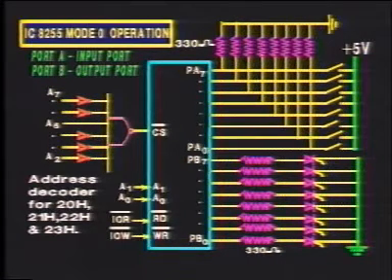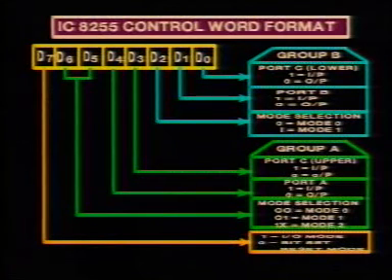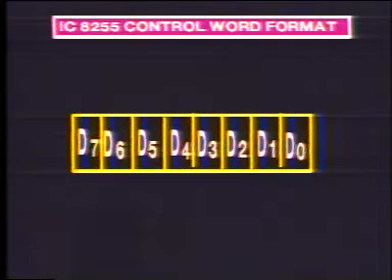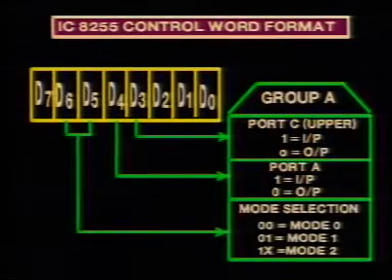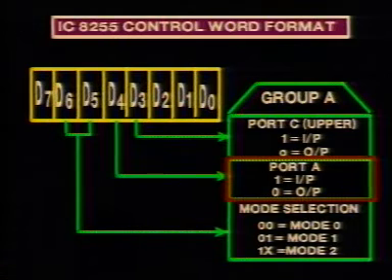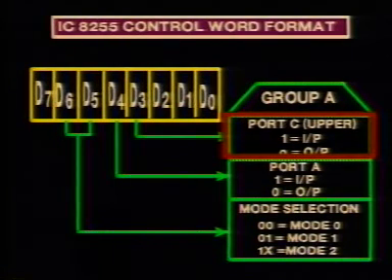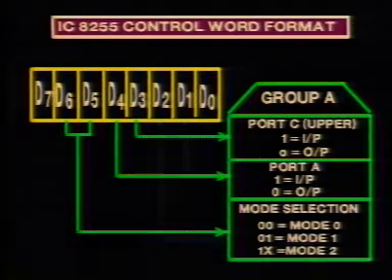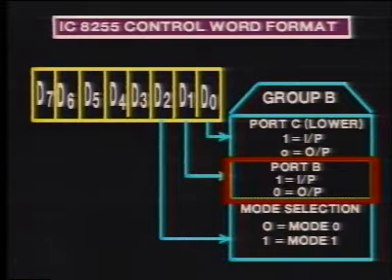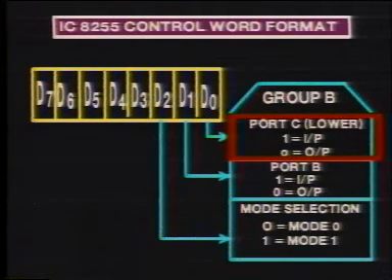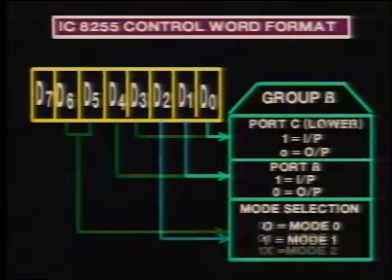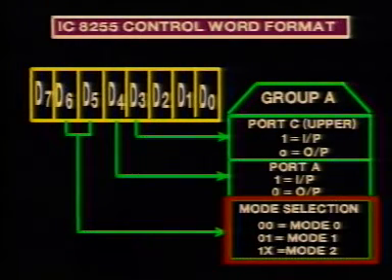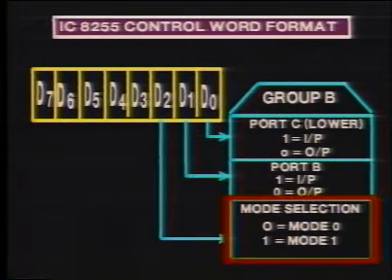Let us study how to frame the control word for this configuration. The 8 bits of the control word completely configure the device. Each bit encodes certain detail about the operational mode. Port A and upper half of port C are grouped together and called group A. Port B and lower port C form group B. Group A can operate in mode 0, mode 1 and mode 2, while group B can operate only in mode 0 and mode 1.